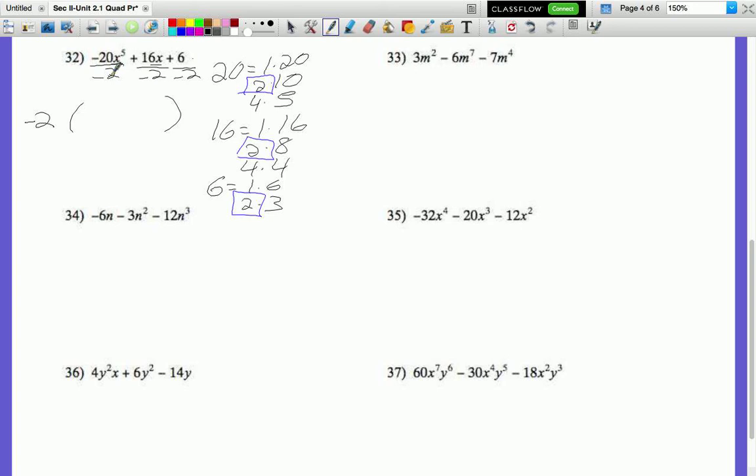Well, negative 20 divided by negative 2 is a positive 10. X to the 5th just comes down. Positive 16 divided by negative 2 is a negative 8. The x just comes with it. Positive 6 divided by negative 2 is a negative 3. And that right there, we have nothing else in common. We have a 10, 8, and 3. There's nothing in common with those. Not all of them have x's. So we are golden.